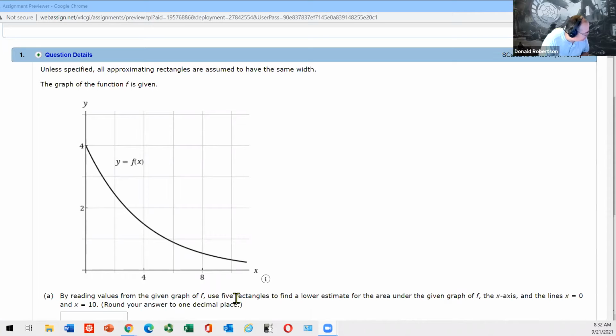How many strips did they want? Sorry, 5 strips. So I'm writing n equals 5 strips. A is the start, which is 0. B equals 10, and that makes delta x, b take away a over n, and that basically tells us that delta x is 2. And maybe I shouldn't read things out. Let me show you what I've just done.